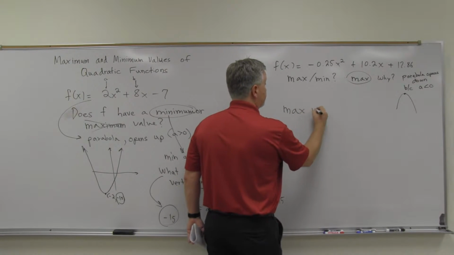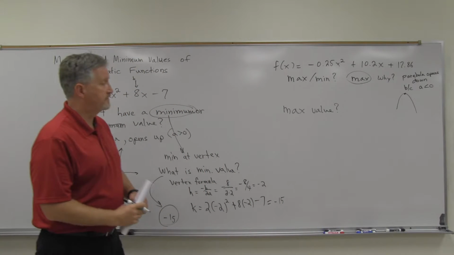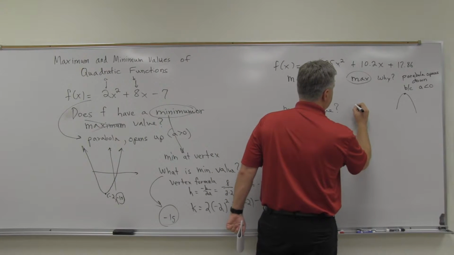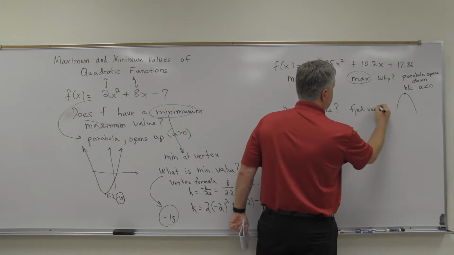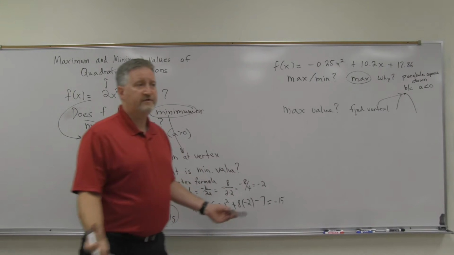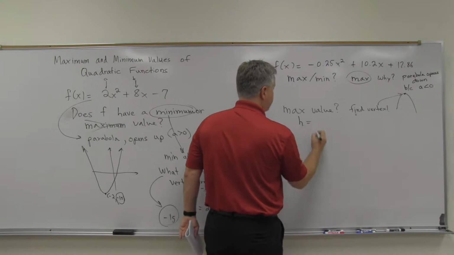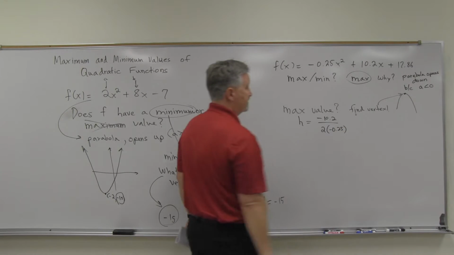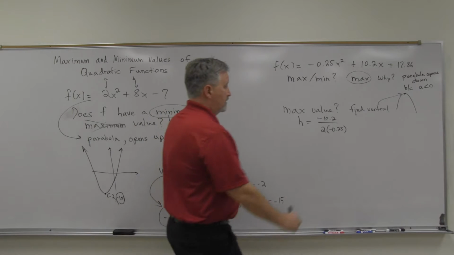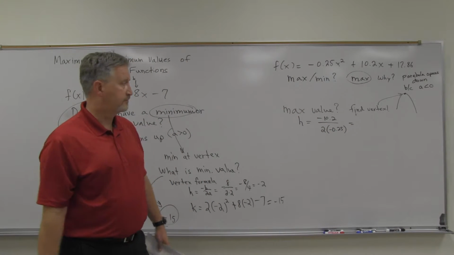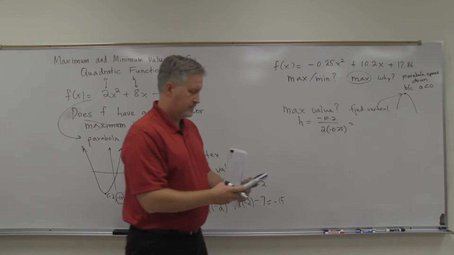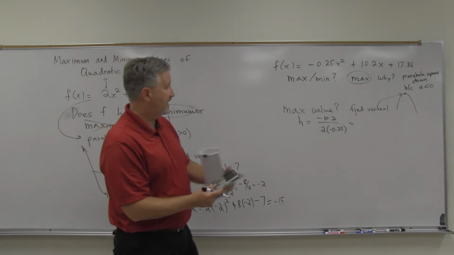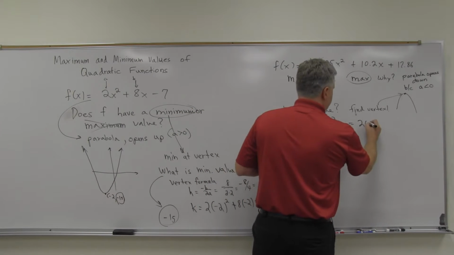And so what is the maximum value, then, of that function? Well, it's, again, at the vertex, right? Where's that vertex? Again, using the vertex formula, h equals negative b over 2 times a. So in this case, it'd be negative 10.2 divided by 2 times negative 0.25. 2 times negative 0.25 is negative 0.5. I think it's negative 20.4. Yeah, you've got a negative divided by negative, don't you? So it'd be a positive 20.4.